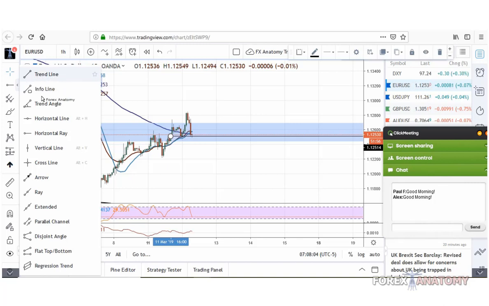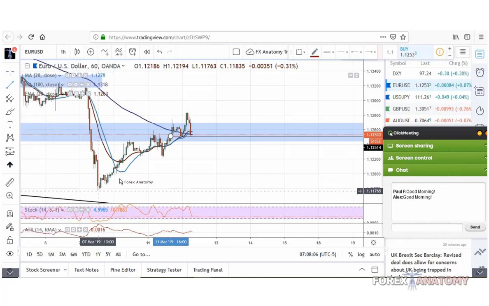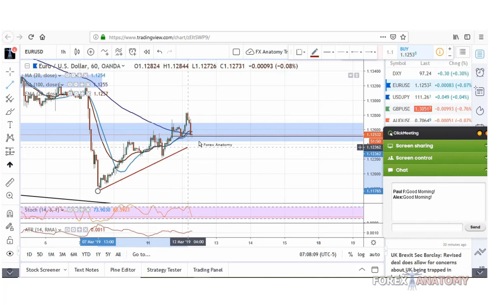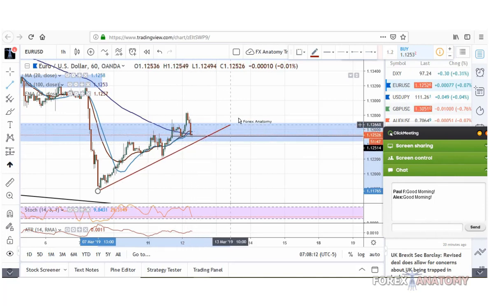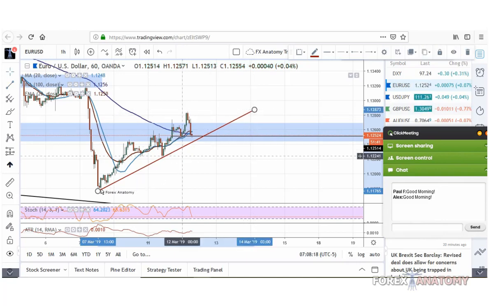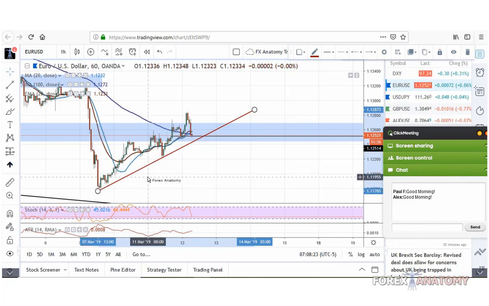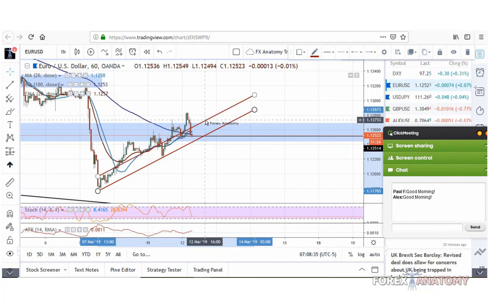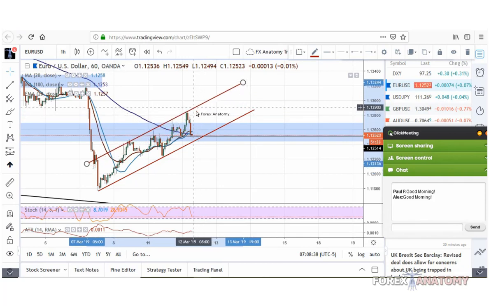If we draw a trend line from this low all the way up to this high, testing these major support levels right here, then we have this ascending trend line support right here that's testing the low. And what I'm going to do is clone this line and drag it up here, because what we could see here on the 1 hour chart is that we have an ascending channel on the 1 hour chart.